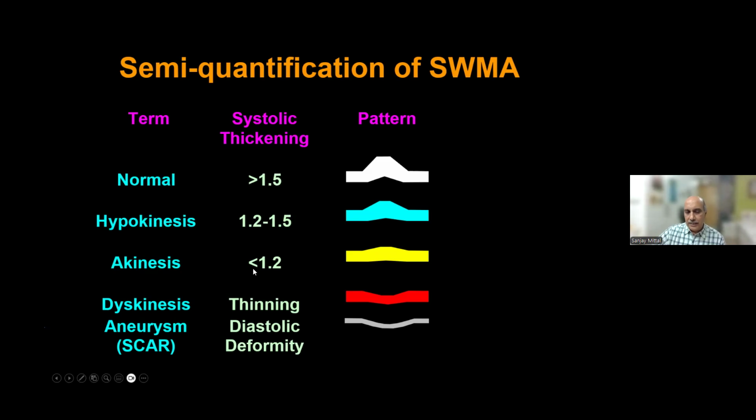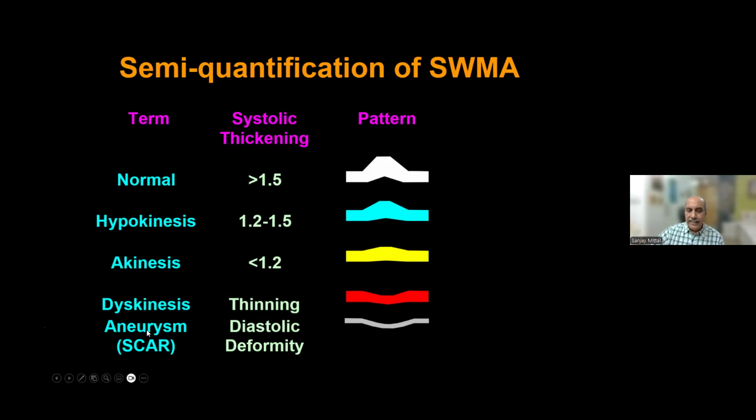Akinesis is when the thickening is less than 20%, 10 or 20%. Dyskinesis means opposite. The movement or thickening is not there. That means instead of thickening, the thickness in systole actually reduces. And this is because when systole happens, the pressure increases, and this pressure pushes that segment out and also thins out that segment because there is no contractility in that segment.